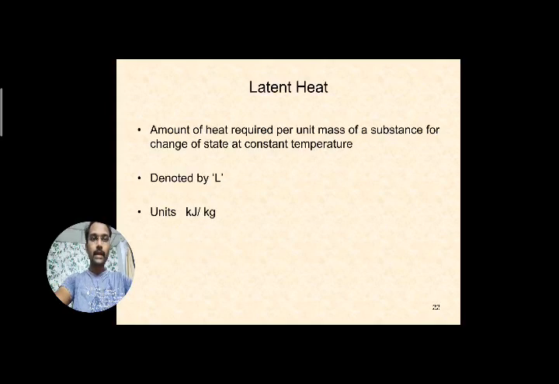First we will see what latent heat is. According to the sentence, if you observe here, it is the amount of heat required per unit mass of a substance for change of state at constant temperature. I think you have understood that sentence. It means if you consider one unit mass of a substance, to change its phase from one form to another form, how much heat is required? The condition is constant temperature. Generally it is denoted by capital L, and the units are kilojoules per kg.